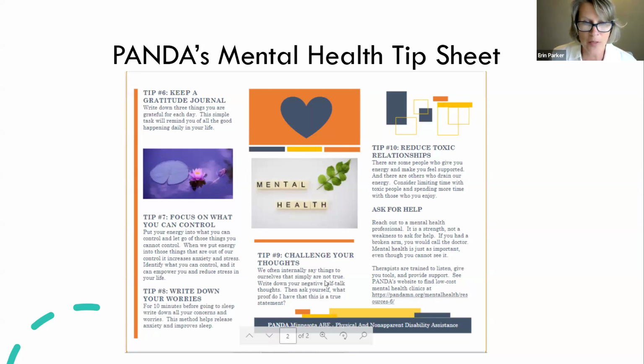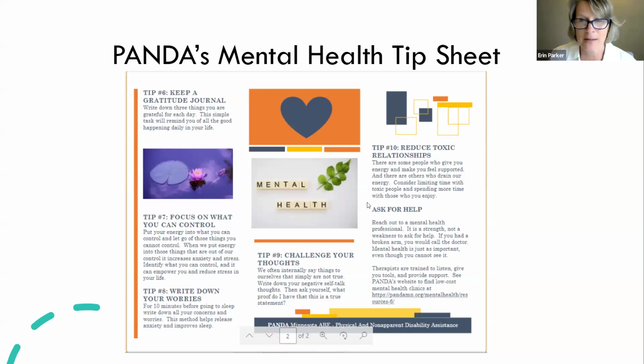Tip number 9, challenge your thoughts, right? We often have that negative self-talk that we all tend to do sometimes, so try to change that and think of it in a more positive way, right? Sometimes we might have to ask ourselves, what proof do I have of this being true? Why is this going through my mind? And sometimes we just ruminate on those ideas, so try turning that into more positive self-talk.